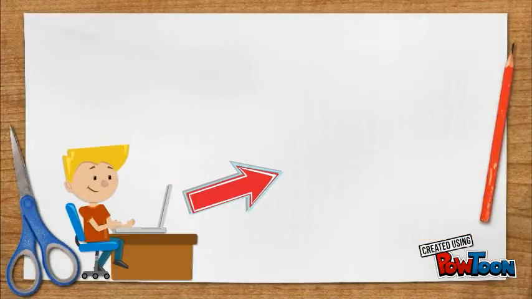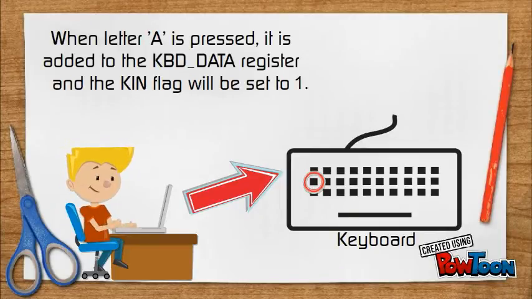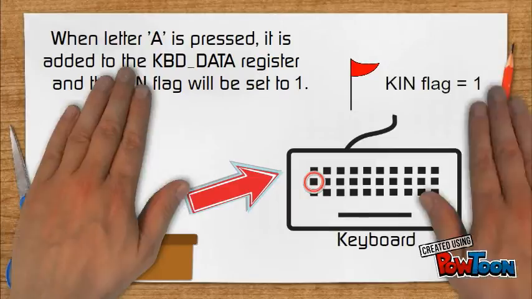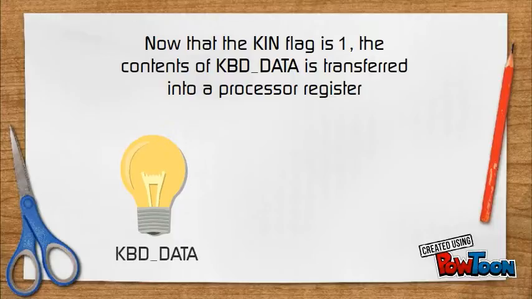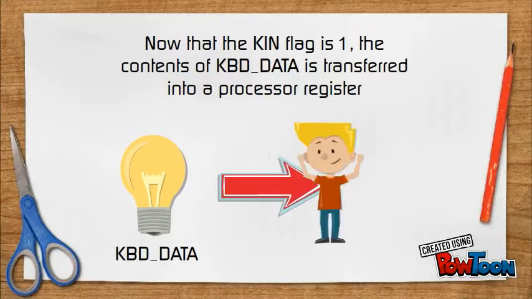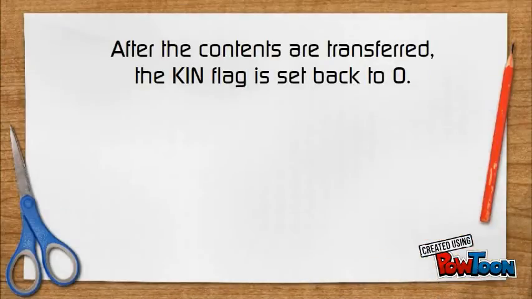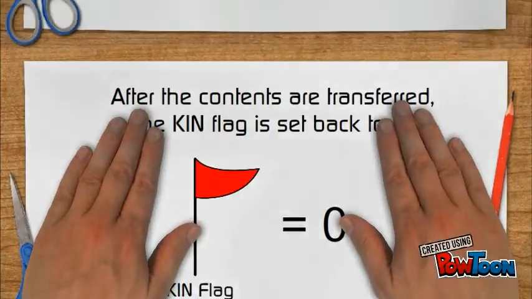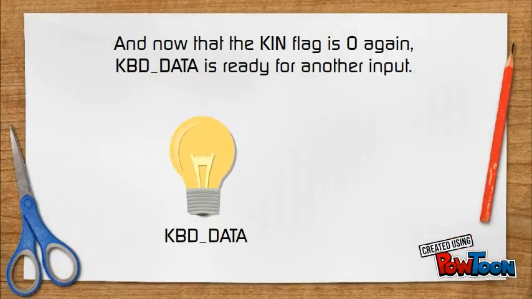When you enter an input from the keyboard, for example, when the letter A is pressed, it is added to the keyboard data register, and the KIN flag will be set to 1. Now that the KIN flag is 1, the contents of keyboard data are transferred into a processor register. After the contents are transferred, the KIN flag is set back to 0. And now that the KIN flag is 0 again, the keyboard data is ready for another input.